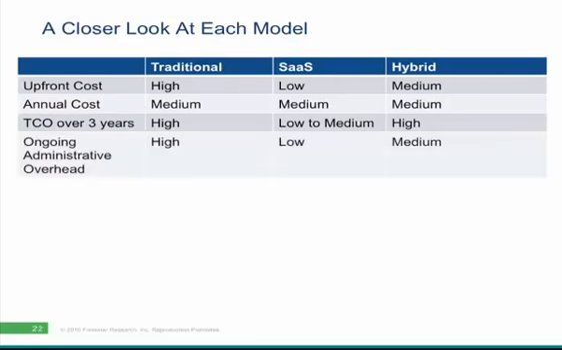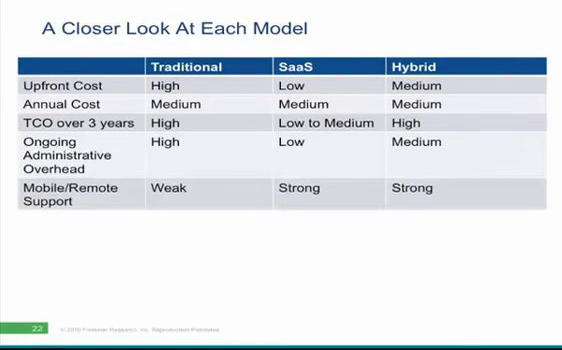Ongoing administrative overhead. So this is your day-to-day administration. Of course, in a traditional model, it's going to be high. Depending on your organization and how frequently you update software code, you might do this once a year, you might do this twice a year. There's going to be overhead associated with that. There's also going to be overhead in day-to-day administration. In the SaaS model, obviously, you don't have that. In a hybrid model, it's going to be lower than a traditional model because you don't have as many appliances that you have to support.